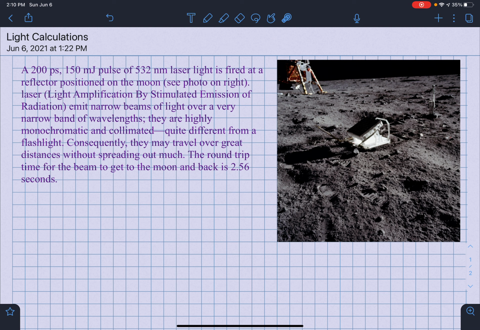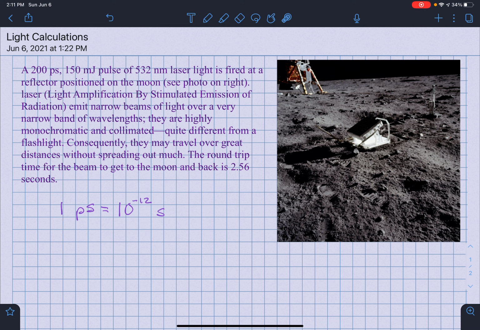So here we've got a situation where we're firing a 200 picosecond pulse of light. So the laser light is emitted in a pulse that lasts for 200 picoseconds. 1 picosecond is a trillionth of a second. So this is clearly a very short period of time. That's 10 to the minus 12 seconds. So a very, very short pulse of light is fired at the moon.